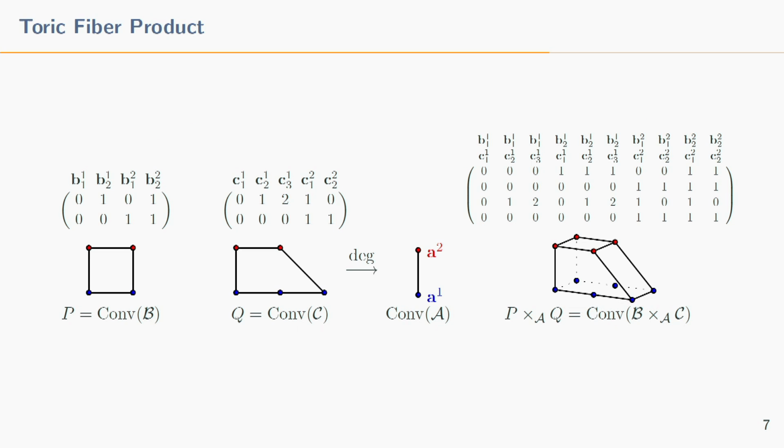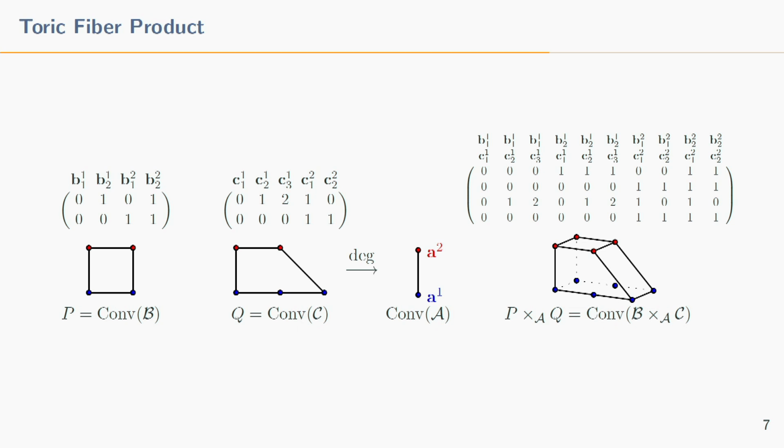So let's look at an example. Here we have the square, also known as P1 times P1. We have these four lattice points: (0,0), (1,0), (0,1), (1,1). And we choose a grading such that (0,0) and (1,0) are graded by A1. A consists of A1 and A2, and we can think of these as the two standard basis vectors of R2. So (0,0) and (1,0) are both graded by e1, and (0,1) and (1,1) are both graded by A2. These are the red and the blue points. And then we have the trapezoid. In algebraic geometry, this is also known as a Hirzebruch surface.